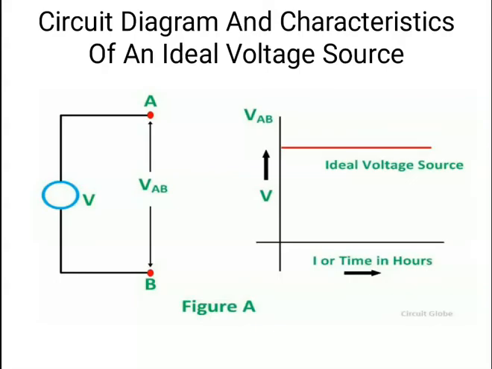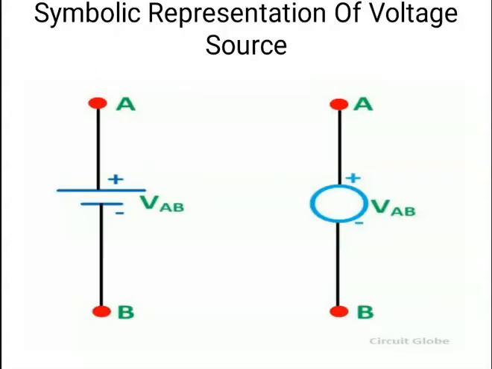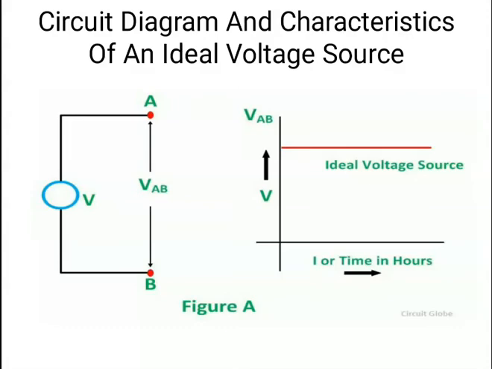Okay, now see the circuit diagram and the characteristic of an ideal voltage source. How should the ideal voltage source be? You will see that there is one circle that represents the symbol of the voltage source. Here you can see that circle, right? So it is a voltage source, and between the terminals A and B, we are measuring the voltage. So that is the voltage between A and B.